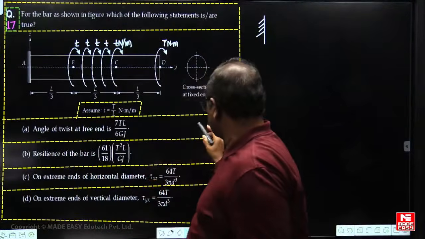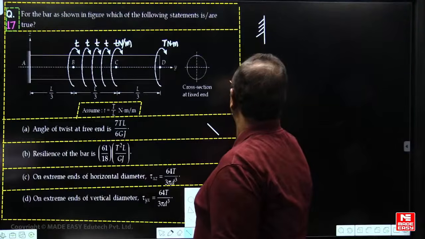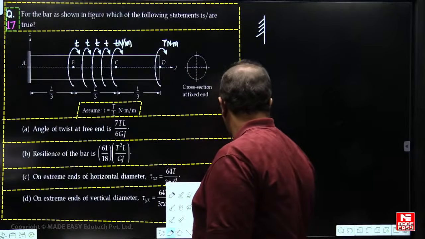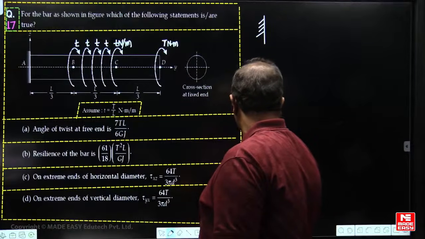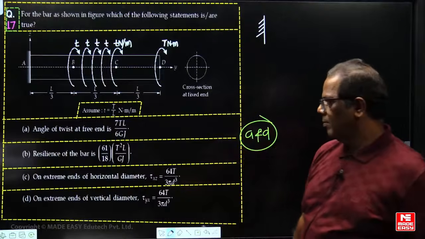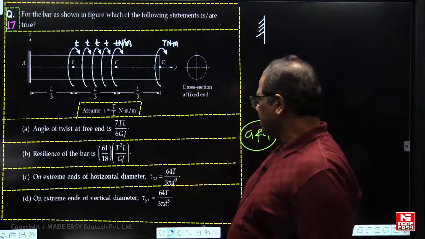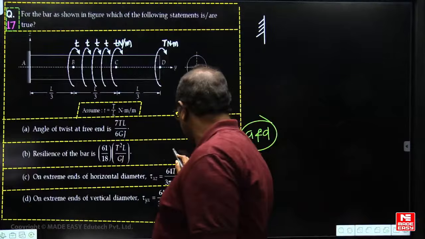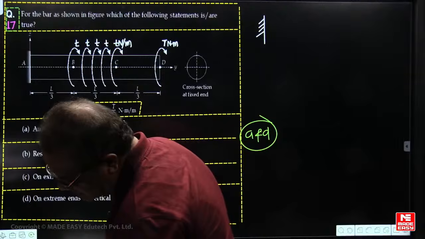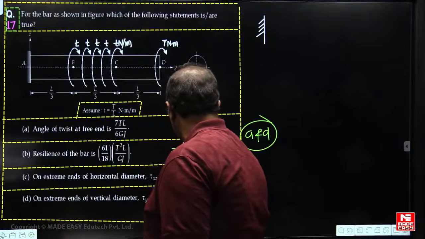For this question, the answer is A and D. Why is B incorrect? B is incorrect because of what? This constant is what? Energy will be 56 by 81.